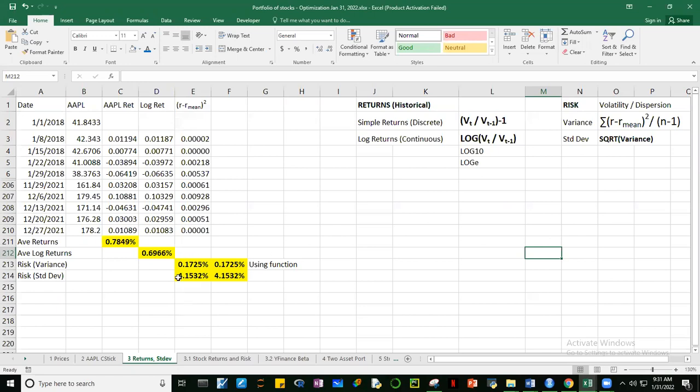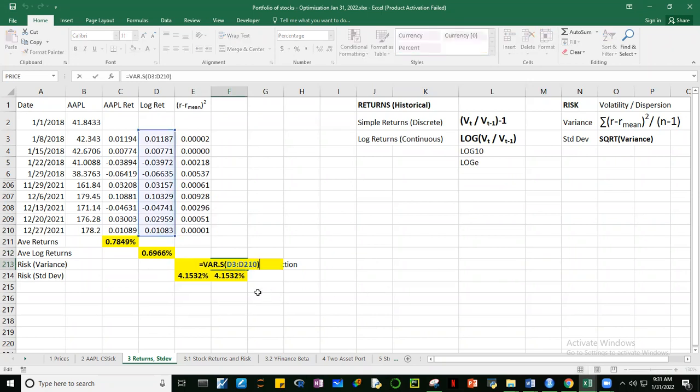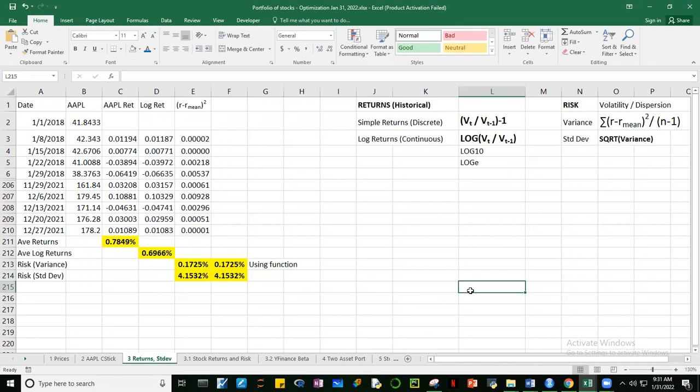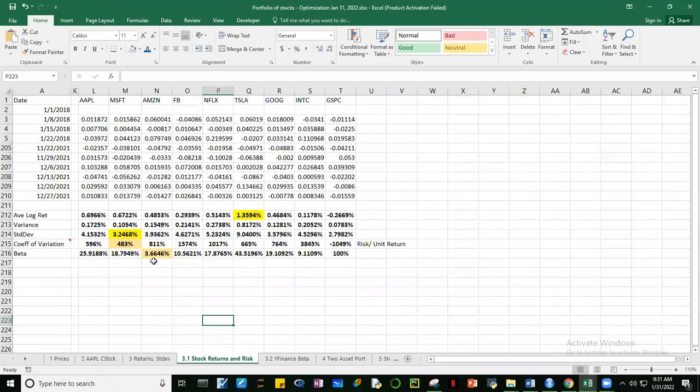We base the variance on the historical returns. We compute the variance based on the returns of the asset and not the prices of the asset. We can also get the standard deviation, which is just the square root of the variance. We can also use the Excel functions VAR.S or STDEV.S to compute the variance and the standard deviation.